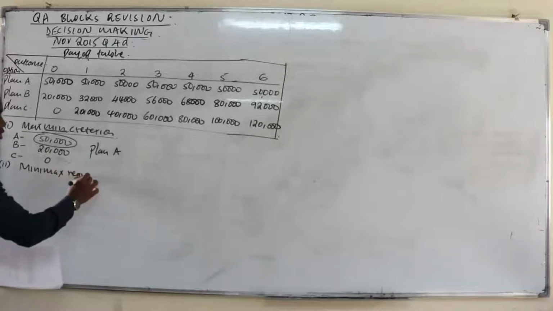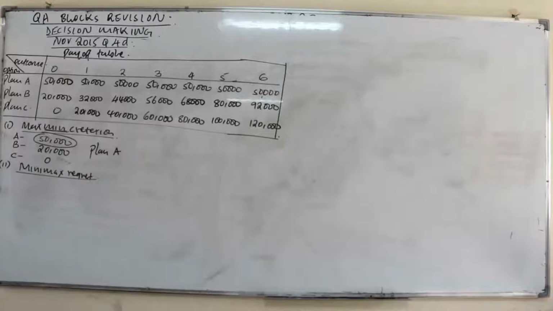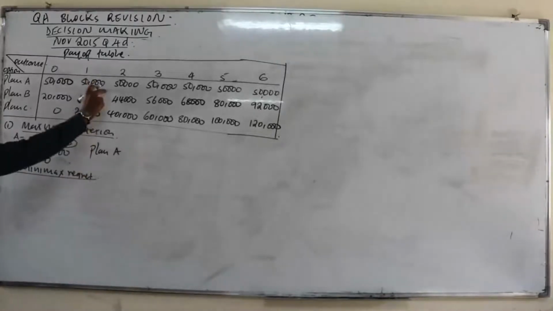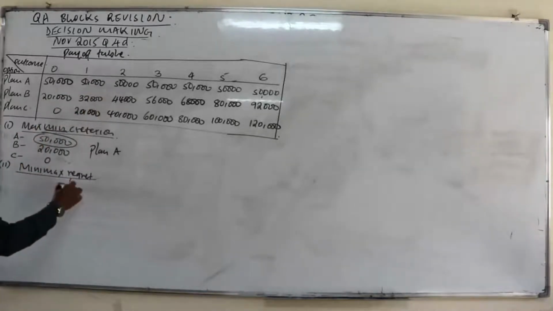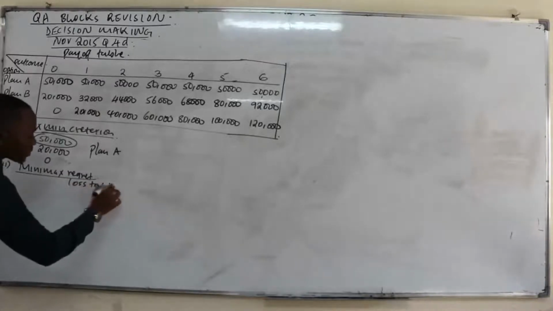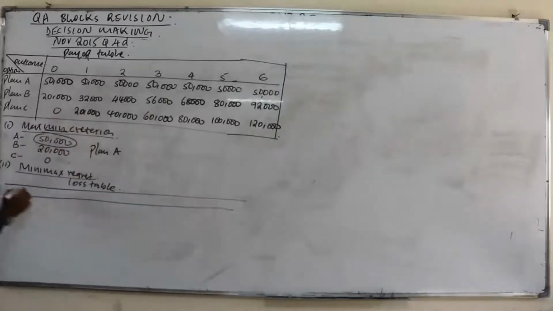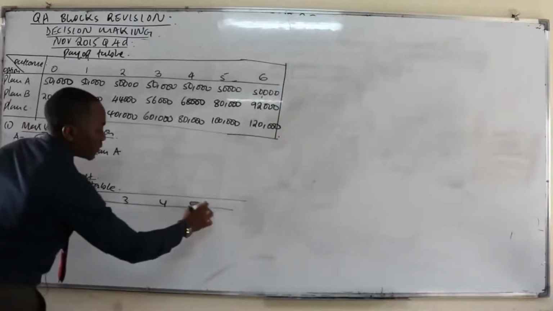Minimax regret is also known as the salvage regret. Remember we said that when you are making a decision under minimax regret, you are regretting. And when you are regretting, you cannot regret the payoffs or the profit. You regret the losses. So for you to adopt the minimax regret, you have to develop the loss table. Options: plan A, plan B, plan C, and outcomes 0, 1, 2, 3, 4, 5, 6.